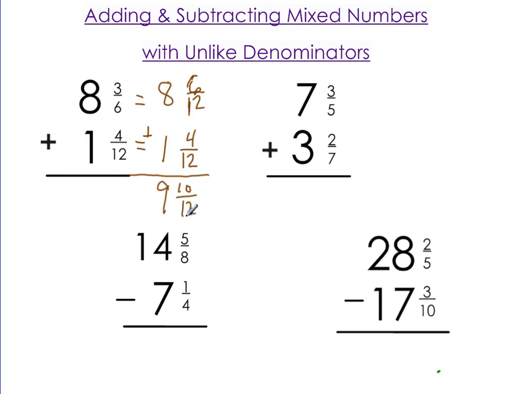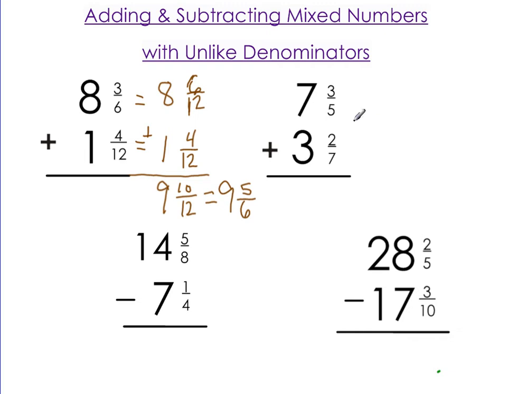Now 10 twelfths can be reduced. Both 10 and 12 can be divided by 2. So we need to put this mixed number in reduced lowest terms. We're going to bring that whole number 9 over, and then we're going to reduce 10 twelfths. They're both divisible by 2, so 10 divided by 2 is 5, and 12 divided by 2 is 6. So the answer is 9 5/6.